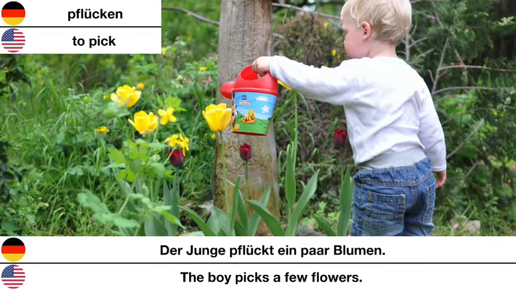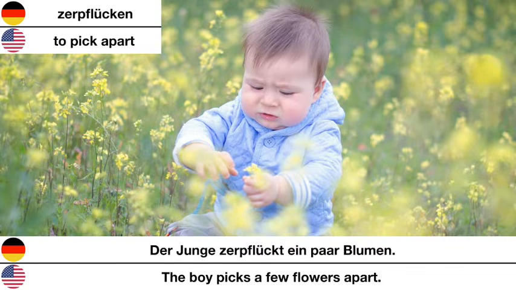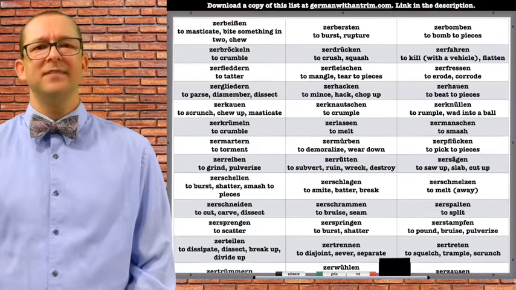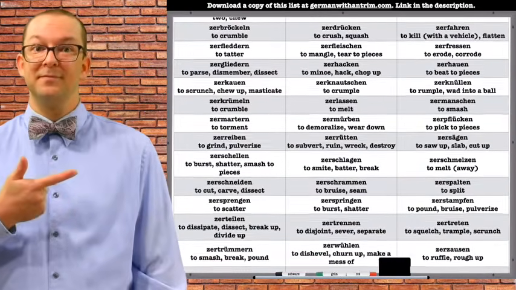Der Junge pflückt ein paar Blumen. The boy picks a few flowers. Der Junge zerpflückt ein paar Blumen. The boy picks a few flowers apart. Here is the last big list of verbs for the day.